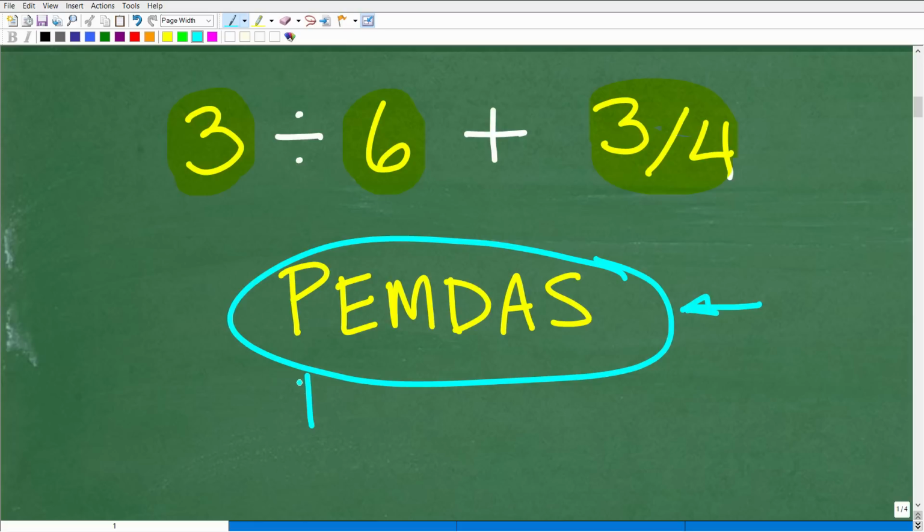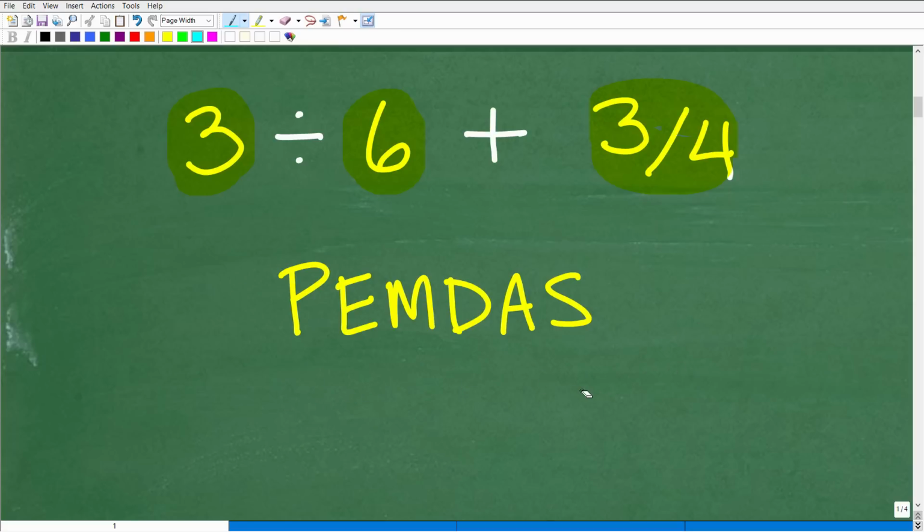PEMDAS. There's a little mnemonic, a little phrase that goes with this. It's please excuse my dear Aunt Sally. And this is a little saying that you can remember to help you remember the correct order of operations. Order of operations is a huge topic in mathematics. Let me just quickly tell you what we're talking about here. In math, we have various operators, things that we can do with numbers like add, subtract, multiply, divide, and powers, etc. These are what we call mathematical operators.